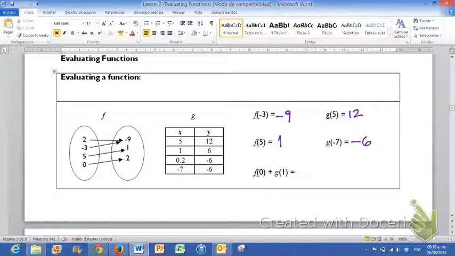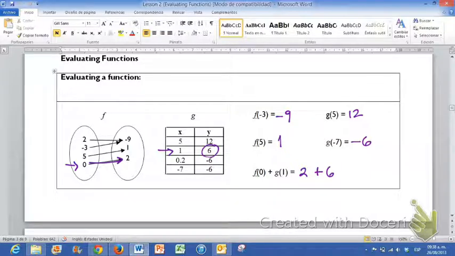So we have to find the value of f of 0, then the value of g of 1, and then we add those values. So let's go with f of 0. F of 0 is this one, so the arrow is indicating that it's 2. So we write 2. Plus g of 1. What is g of 1? This is the value of 1, so it's telling me that the corresponding value for y, the output, is 6. So it's 2 plus 6.